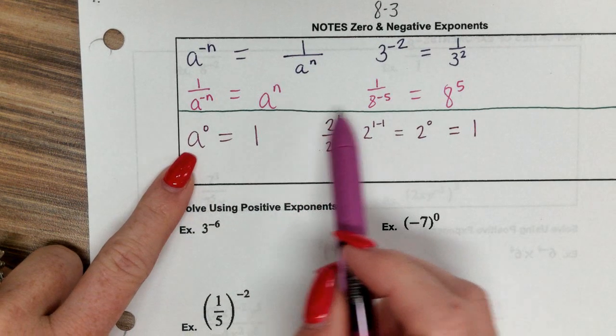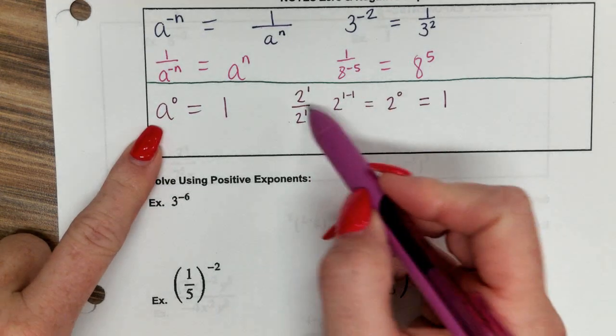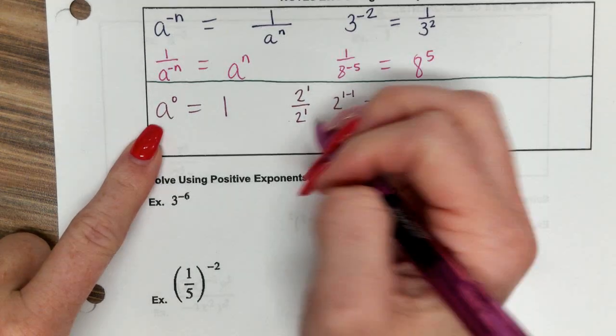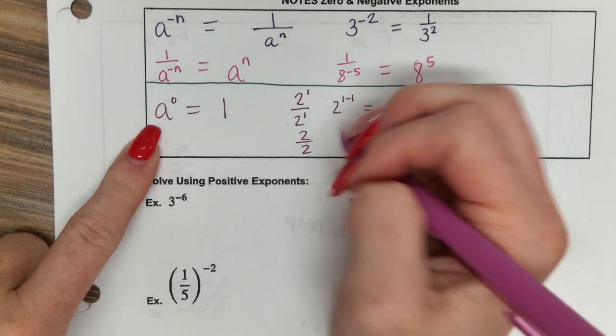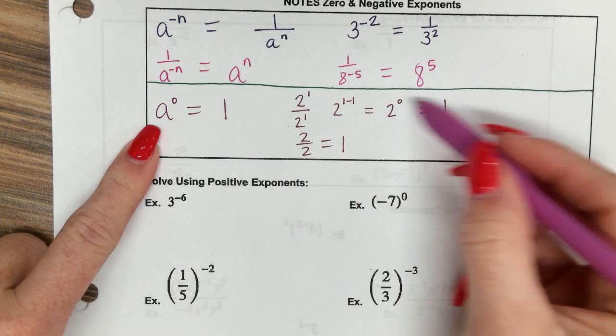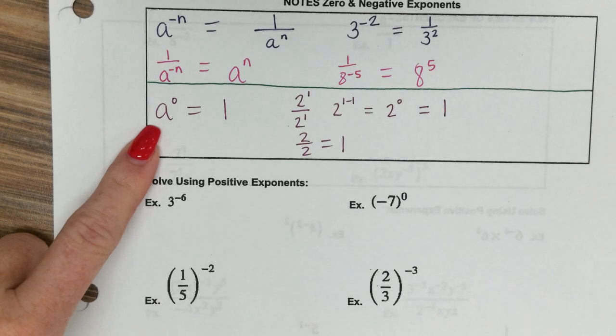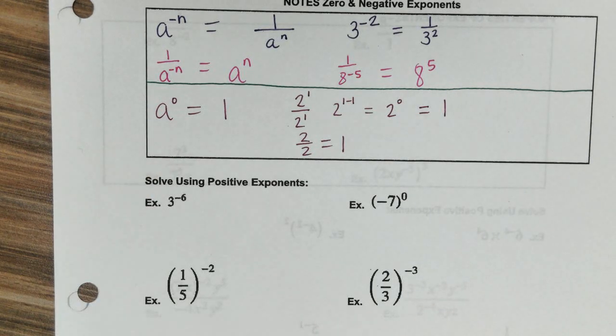Now, let's take this and figure out why. Isn't 2 to the 1 over 2 to the 1 simply 2 over 2? What is 2 divided by 2? So that's why it happens. Because when you're doing this, you're just subtracting, like 2 to the 1 minus 1, which is 2 to the 0. But just memorize it. Anything raised to the 0 power is 1.